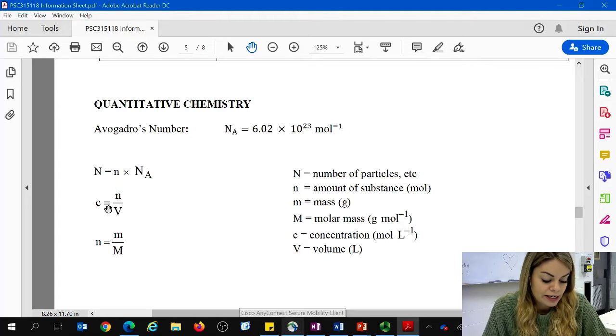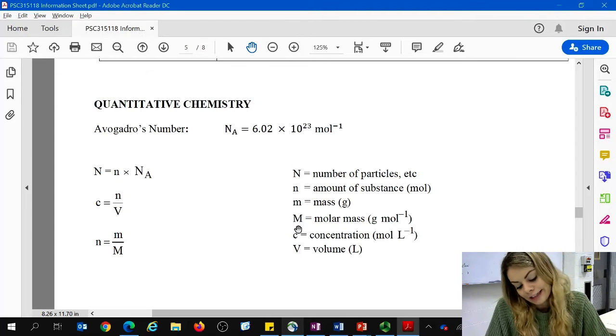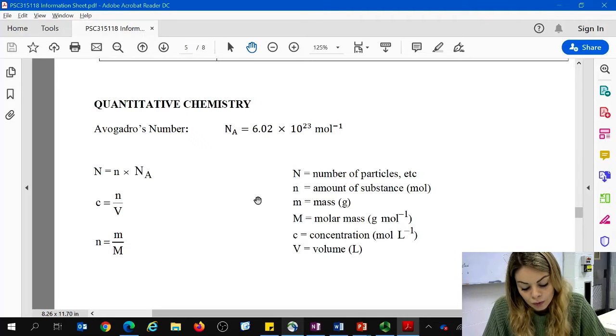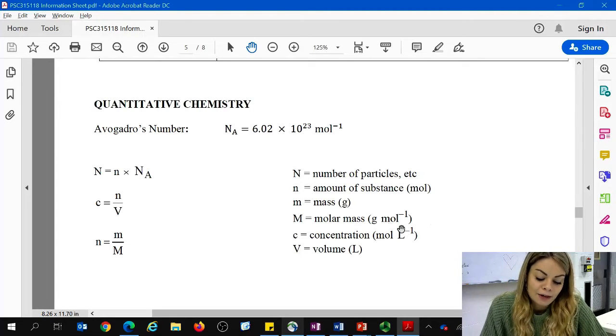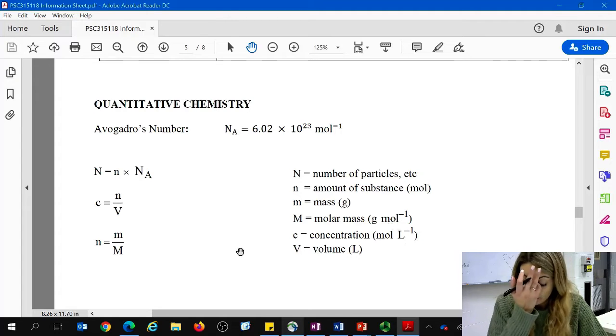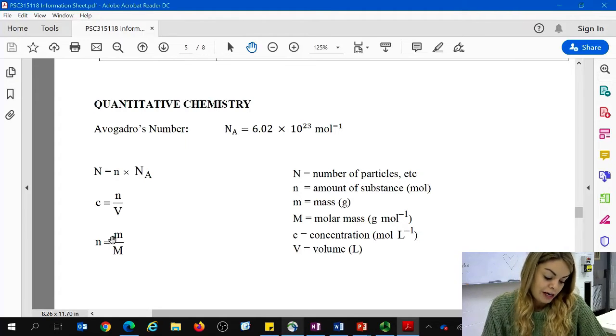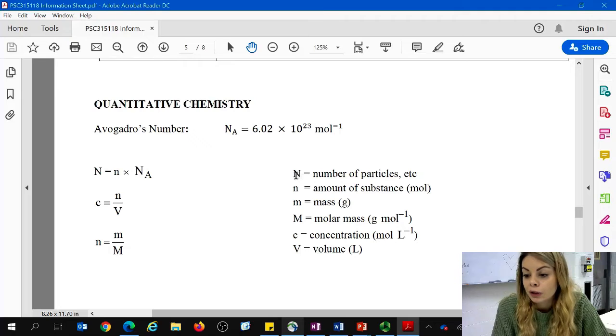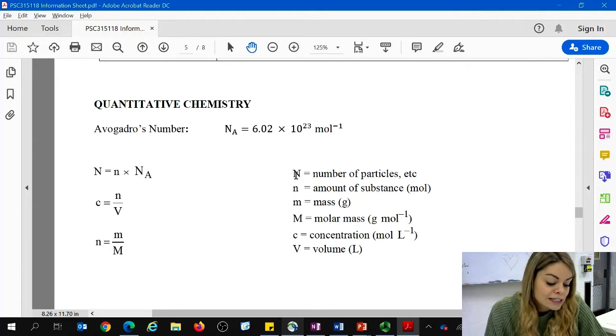So we're not interested in C equals N over V yet. We're going to cover that later in the year. So we're just looking at the first one and the last one. And it's also got this lovely table here which tells you what symbol is what and what they're each measured in, so what the units are, which is great. So here you've got n equals m over M, and it tells you what they each are if you forget. We also have this top one here, which is big N, so the number of particles that you have, so that might be the number of molecules or the number of atoms or the number of formula units, is the number of moles of the substance times by Avogadro's number.